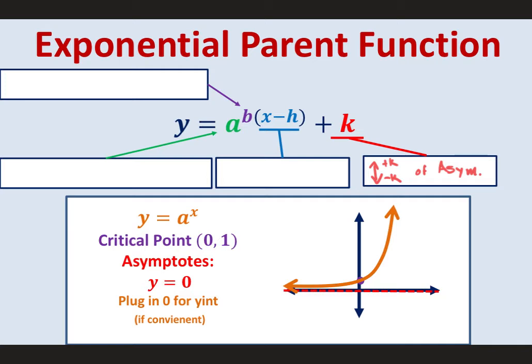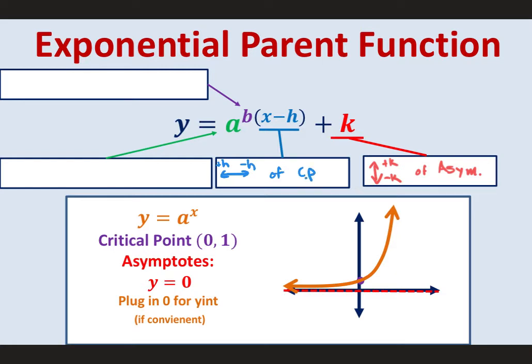The next thing that I worry about, and this is going to seem a little weird, strange maybe, is I'm going to worry about my left and right shift. Okay, so the left and right shift, it's like a lot of our other graphs, since it's in parentheses, it's kind of an opposite thing. So minus h values will move us to the right, and plus h values will move us to the left. And this is the left and right shift of the critical point.